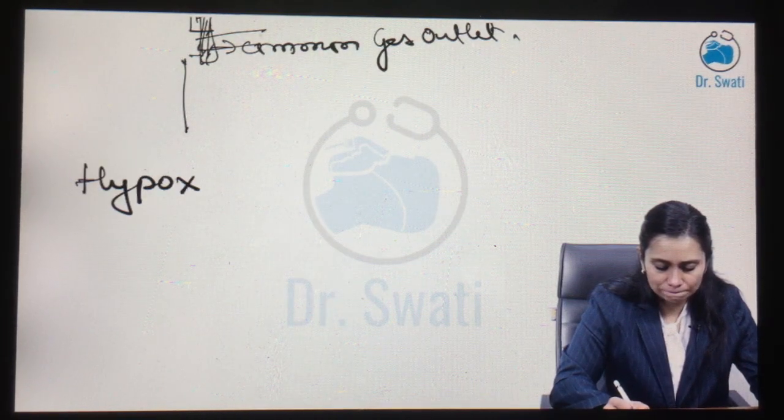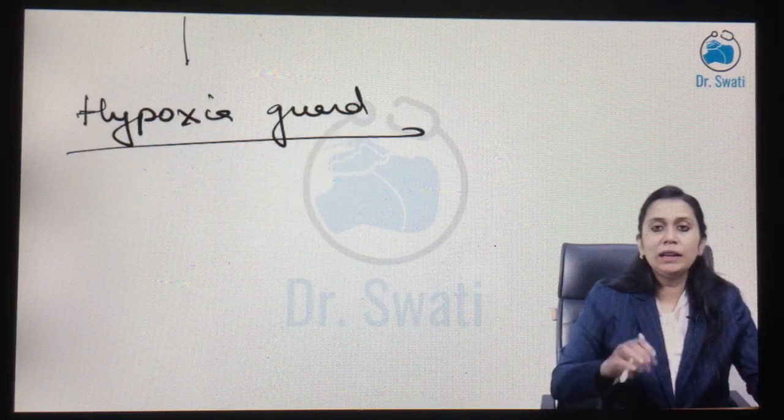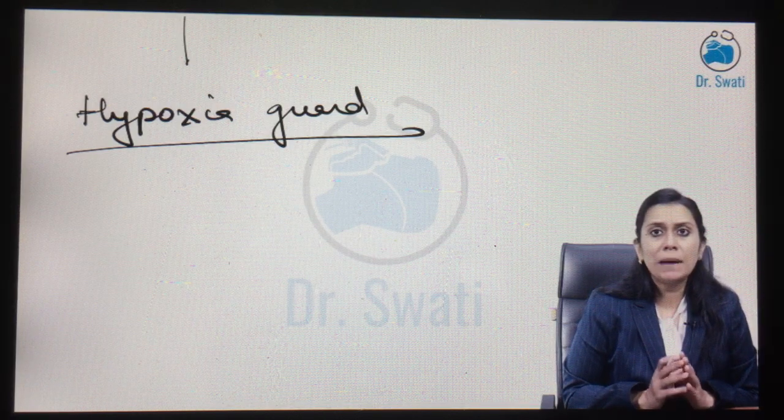Hypoxia guard. Guys, whenever we give any gas to the patient, the inspiratory gas from the machine should have a minimum mandatory oxygen present in it. Well, by mistake, if I forget to open the oxygen, I can give a hypoxic mixture. Mishaps can happen. In order to avoid any such mishap, a hypoxia guard was incorporated in the machine. That is, some safety features were added which prevented us from giving a hypoxic inspiratory mixture to the patient.